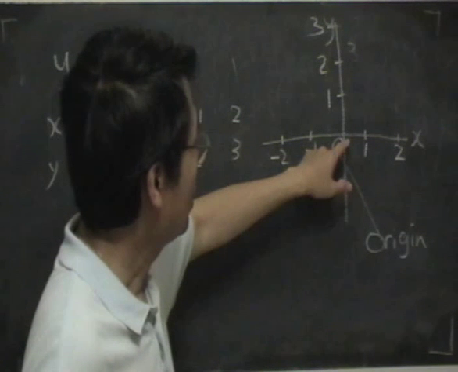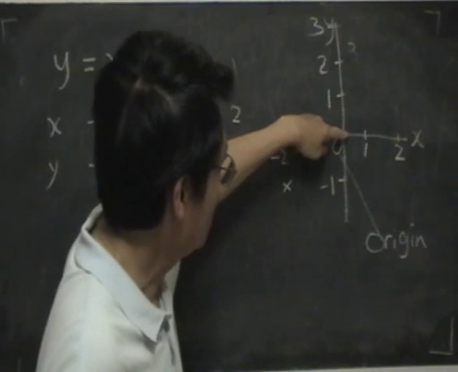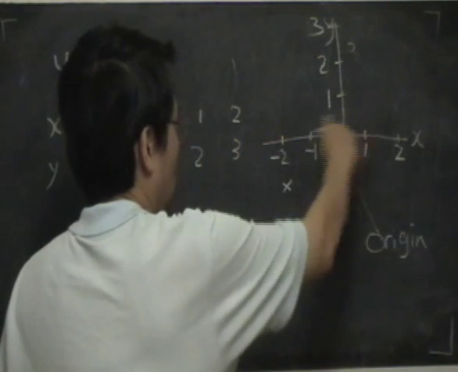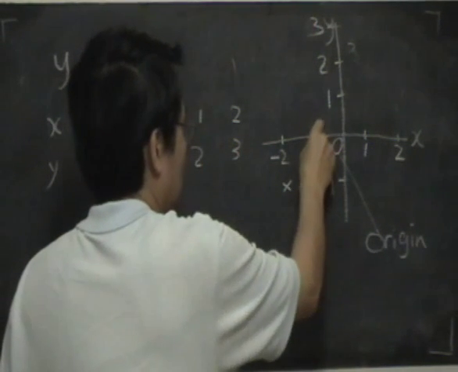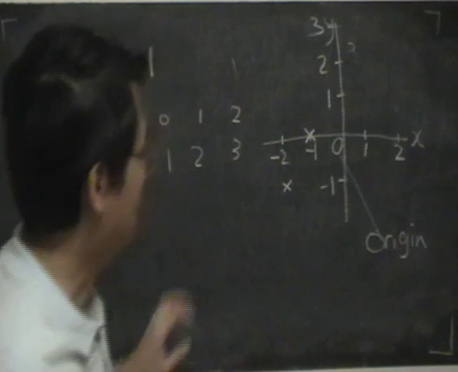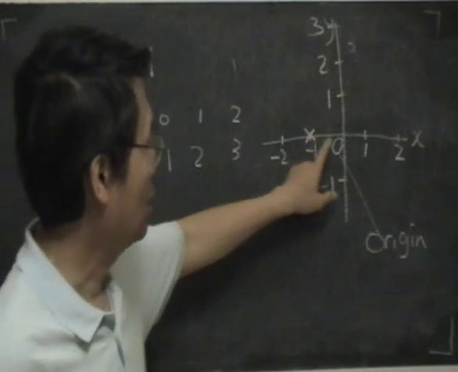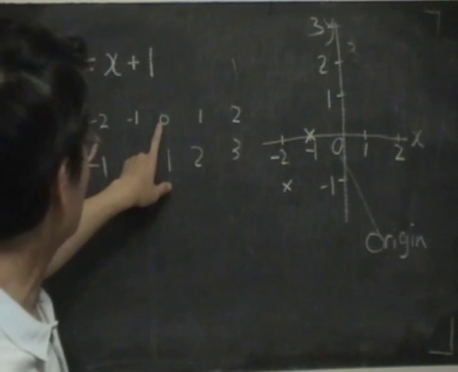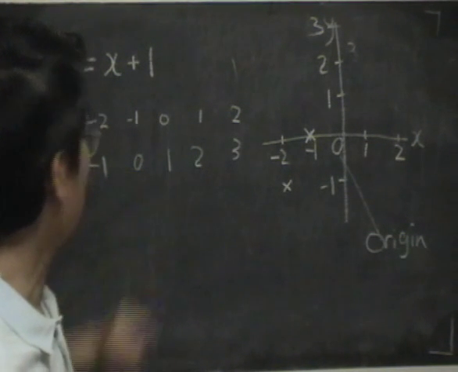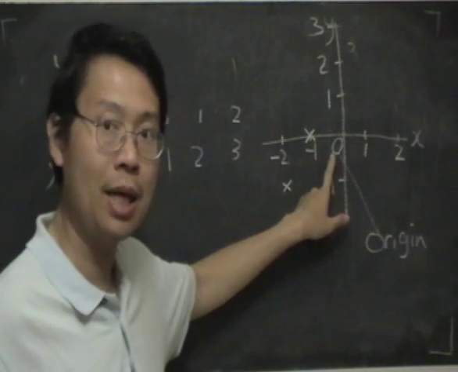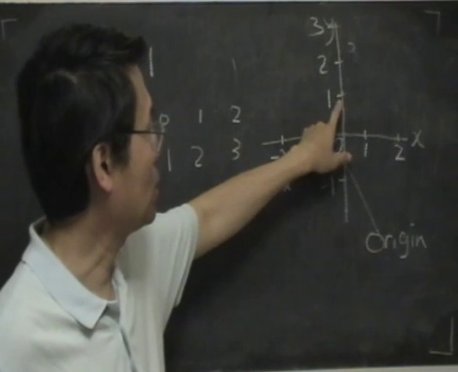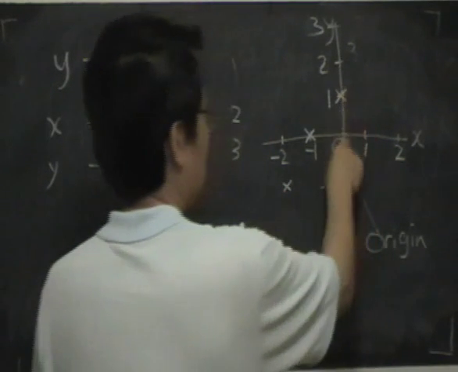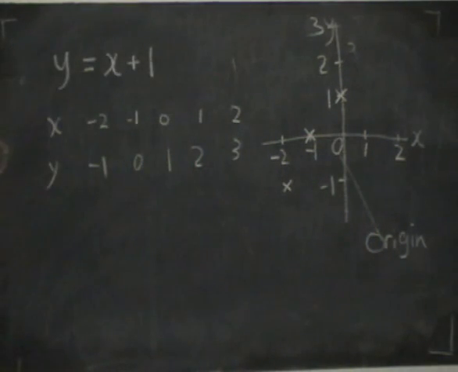And when y is 0, we should move along the horizontal line. So the horizontal and the vertical meet here. Okay, so that's the point where x is minus 1 and y is 0. Then moving on, when x is 0, y is 1. So that's the point where x is 0 and y is 1.